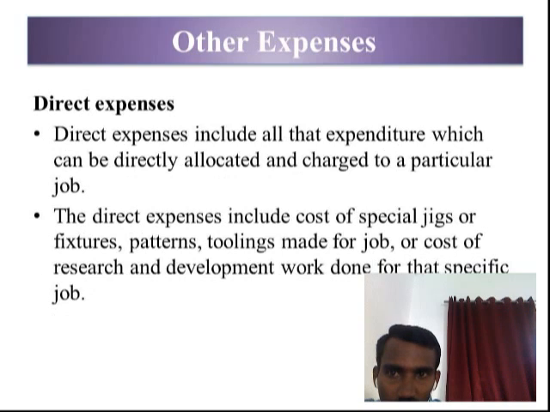Next, other expenses. The first one is direct expenses. Direct expenses include all the expenditure directly involved in manufacturing a particular job. Direct expenses include the cost of jigs and fixtures, patents, tooling, and other work holding devices.